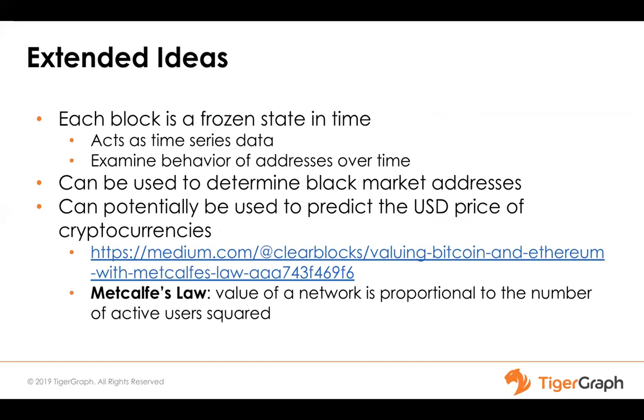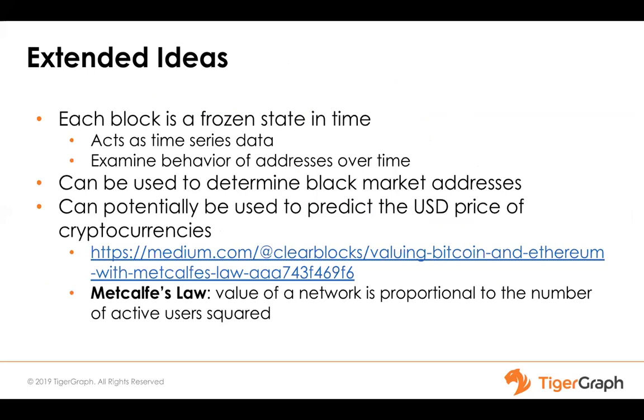blockchain is really time series data, where each block is just a frozen state in time. And because of this, we can use this to study the behavior of addresses over time, like I mentioned before. This can be used for what we've already done to determine black market addresses and identify sketchy behavior on the blockchain network. But another interesting application that people have considered is sort of predicting the stock price of cryptocurrencies.